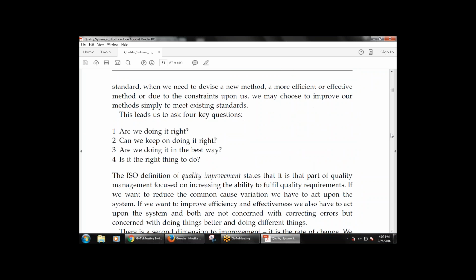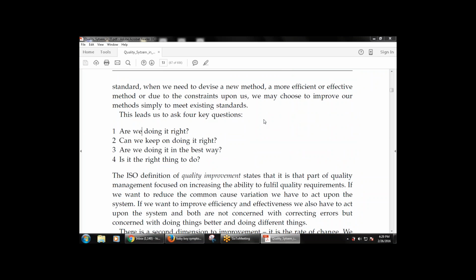These are the four most important questions that we have discussed. Are we doing the right things, or are we doing it right? Can we keep on doing it right? Are we doing it in the best way? Is it the right thing to do? These four questions must be answered to make the adjustments.